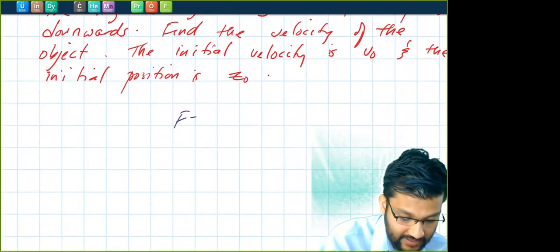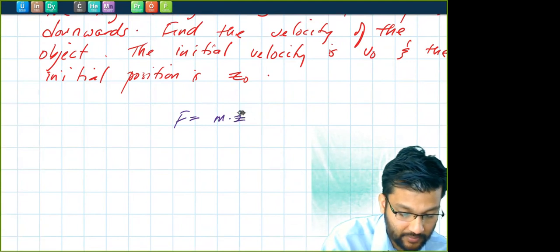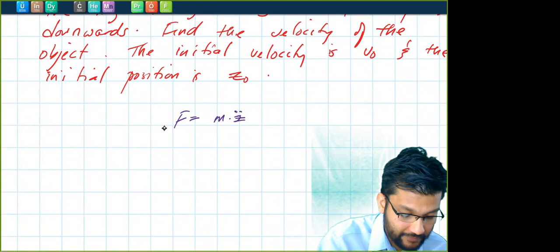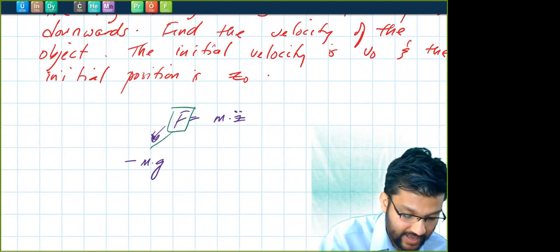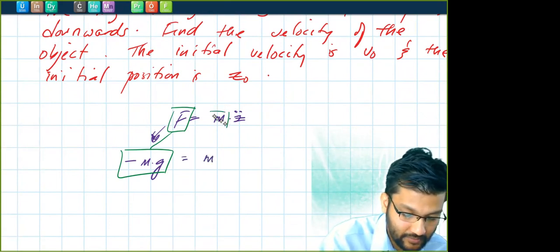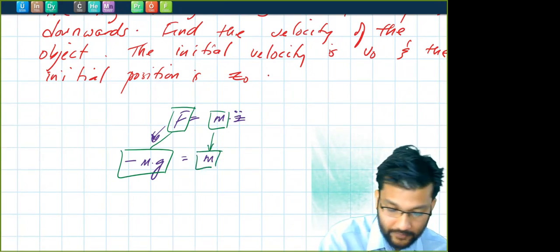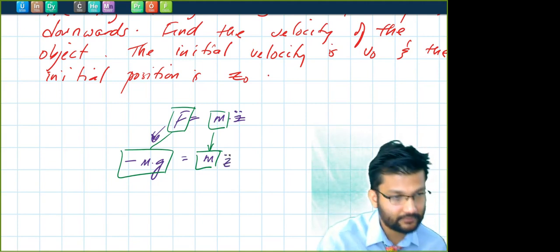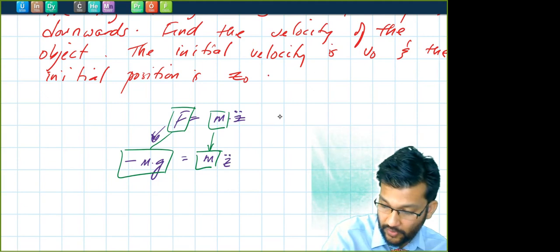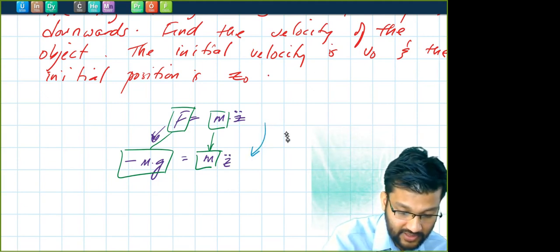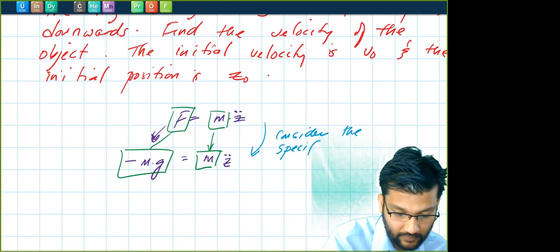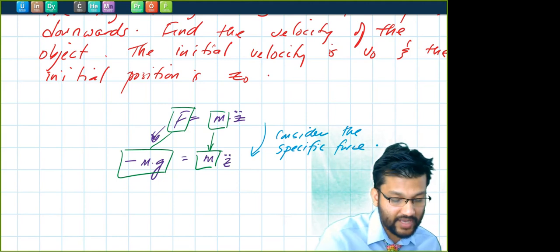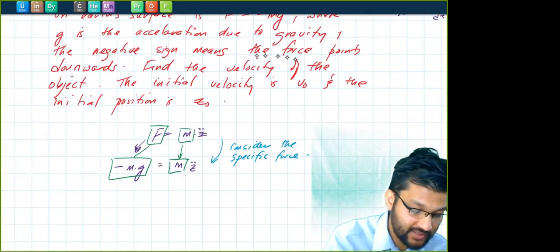So we know that F is equal to m times x double dot. Well, let's use z double dot because it's in the z direction. We know F, it tells us that F is minus m times g, right? So we replace F with what F should be. We know what m is, it's just m, right? And then we have z double dot. So we take Newton's second law, and what we did is consider the specific force. And we end up with this equation. The question is, find the velocity of the object, right?